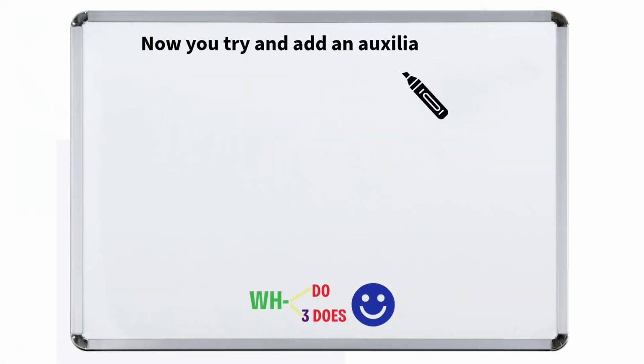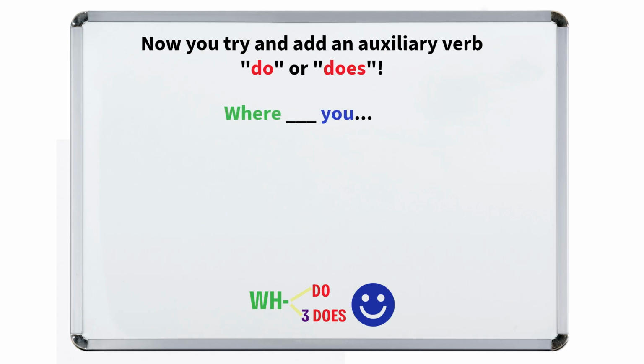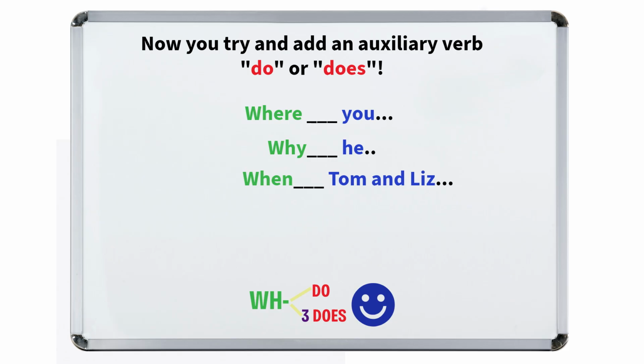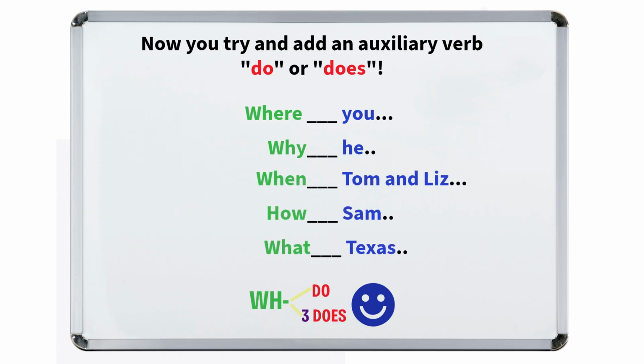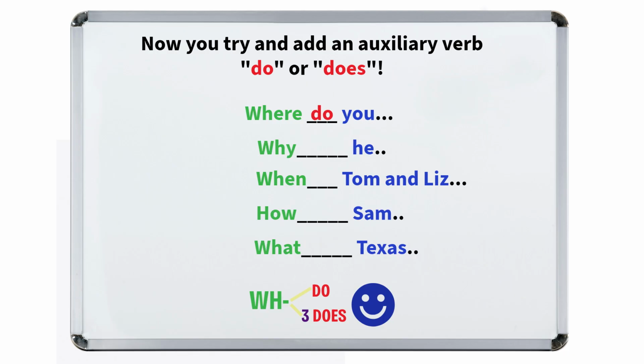Now you try and add an auxiliary verb, do or does. Where do you? Why does he? When do Tom and Liz? How does Sam? What does Texas?